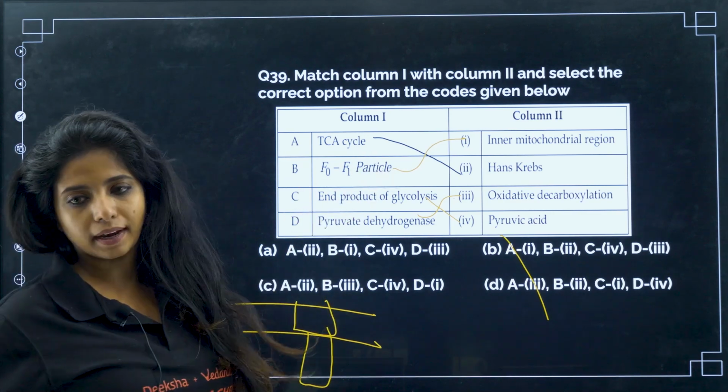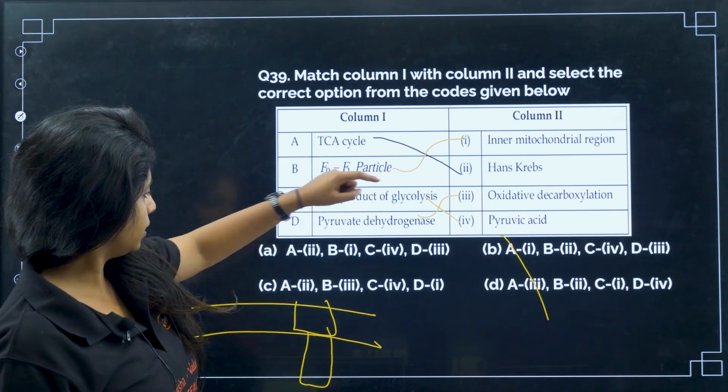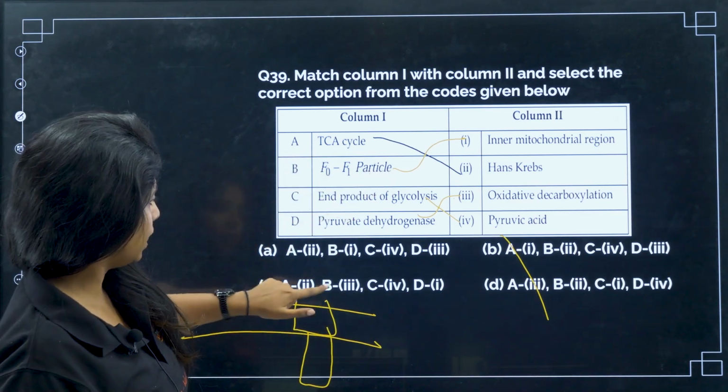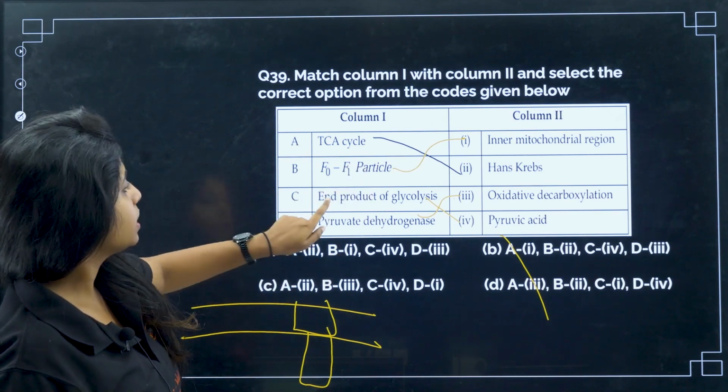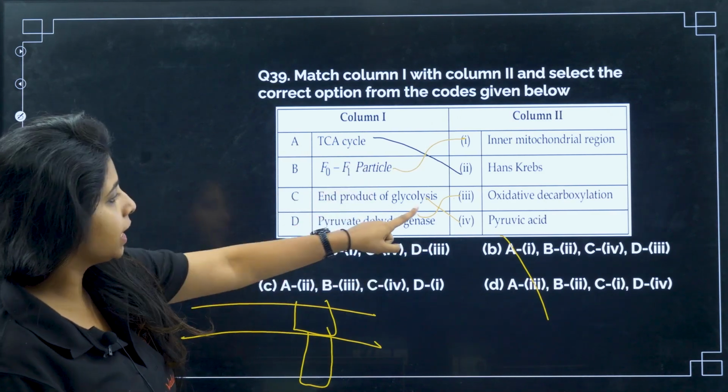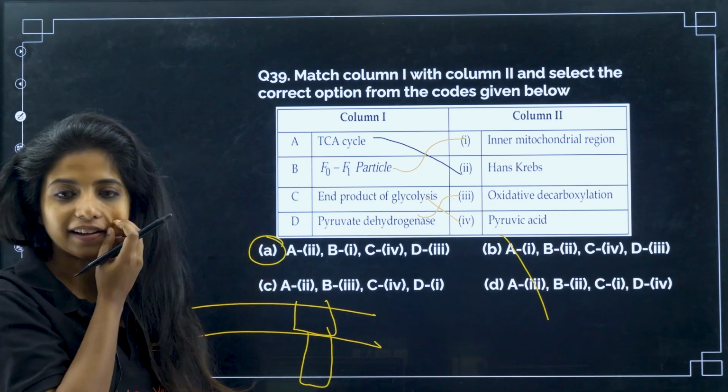So B goes with 1. A goes with 2, B goes with 1, C goes with 4, and D goes with 3. This becomes your answer.